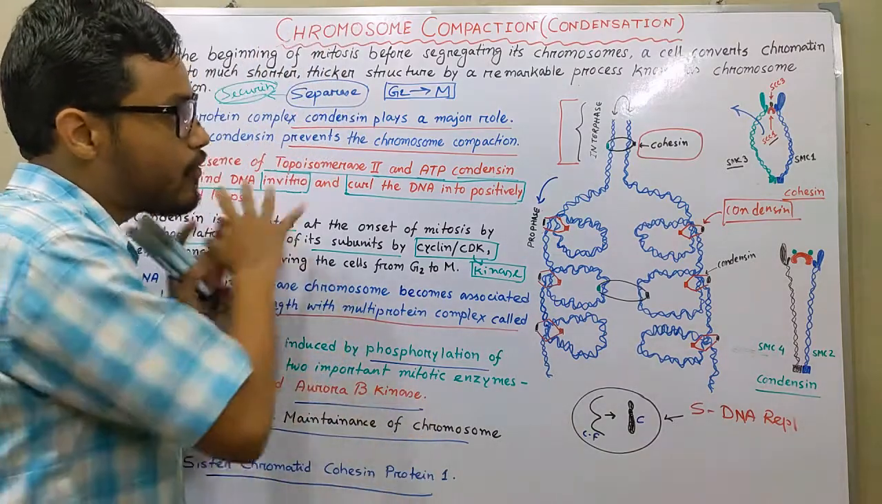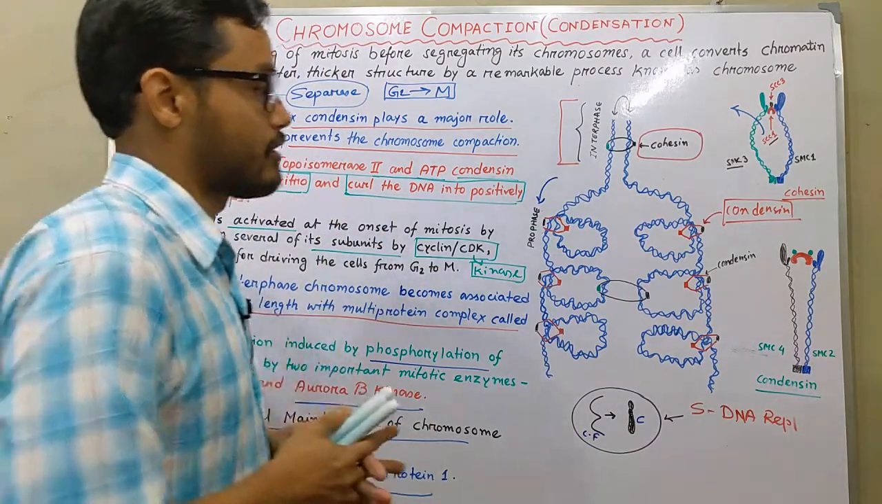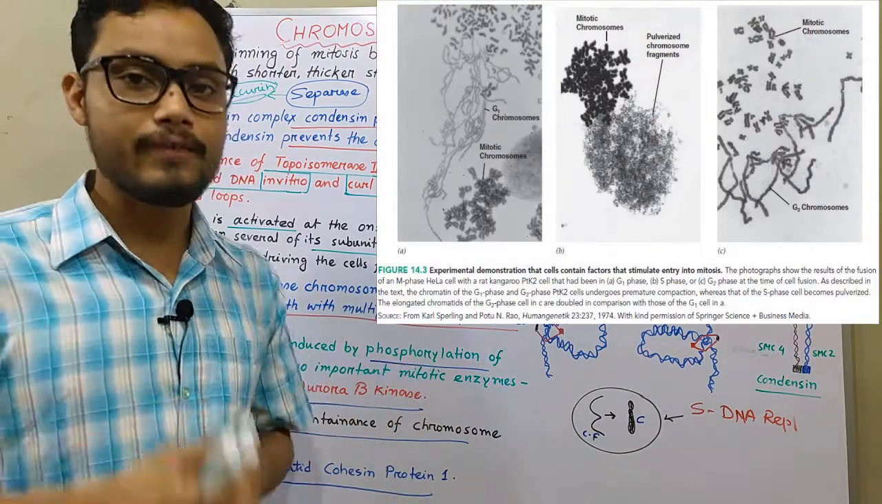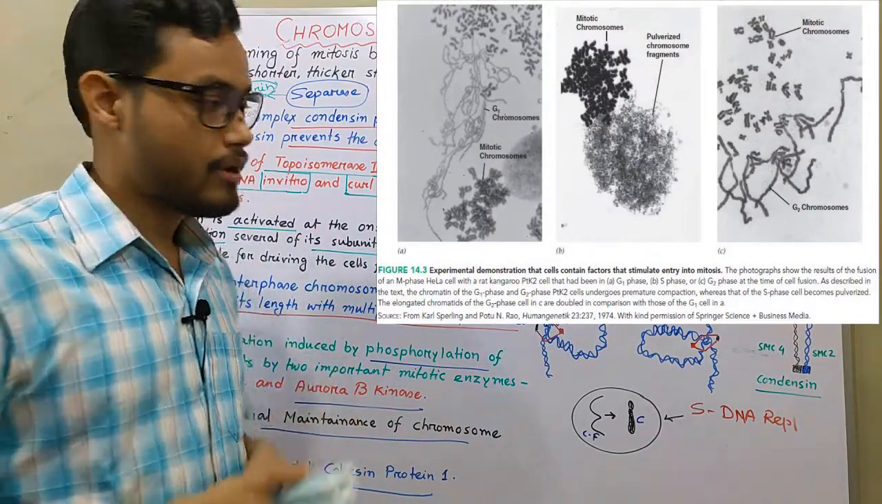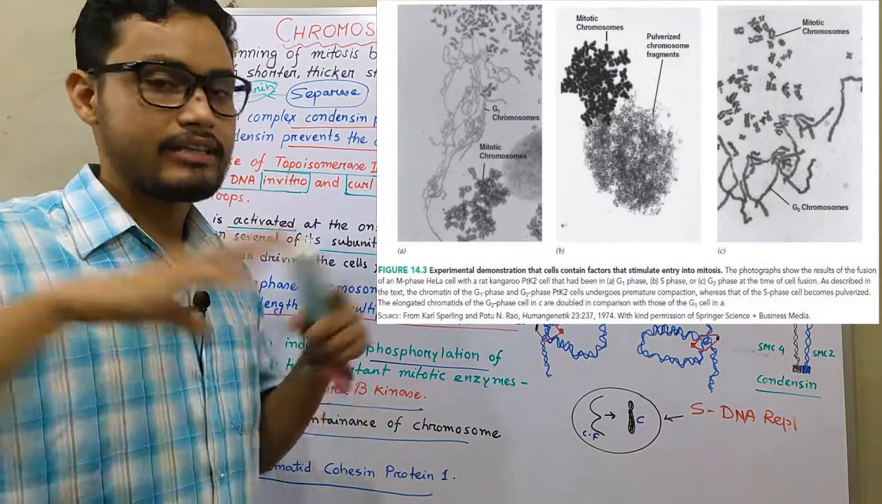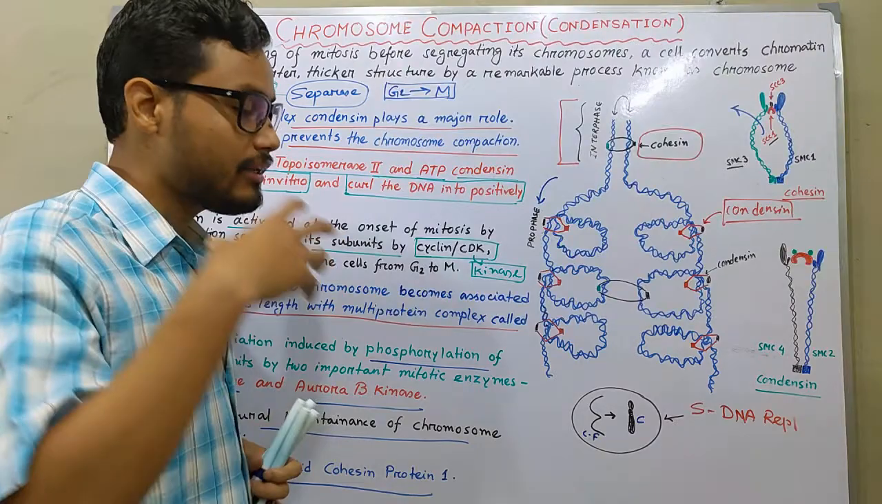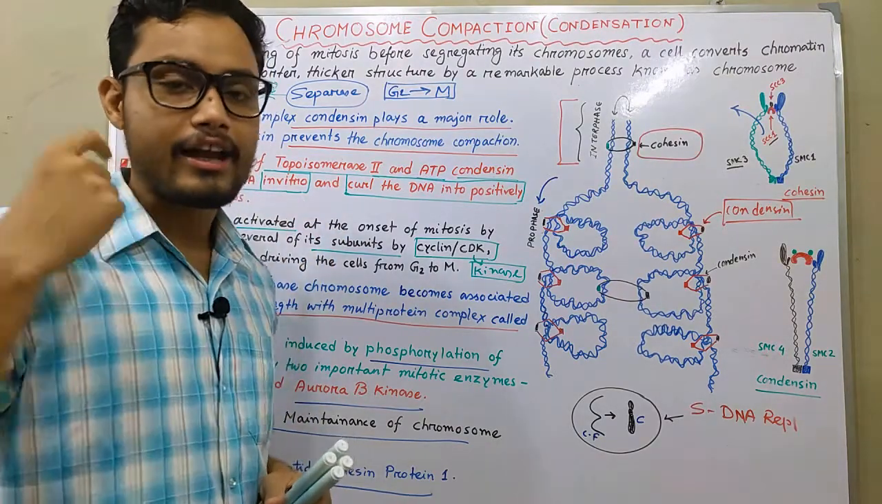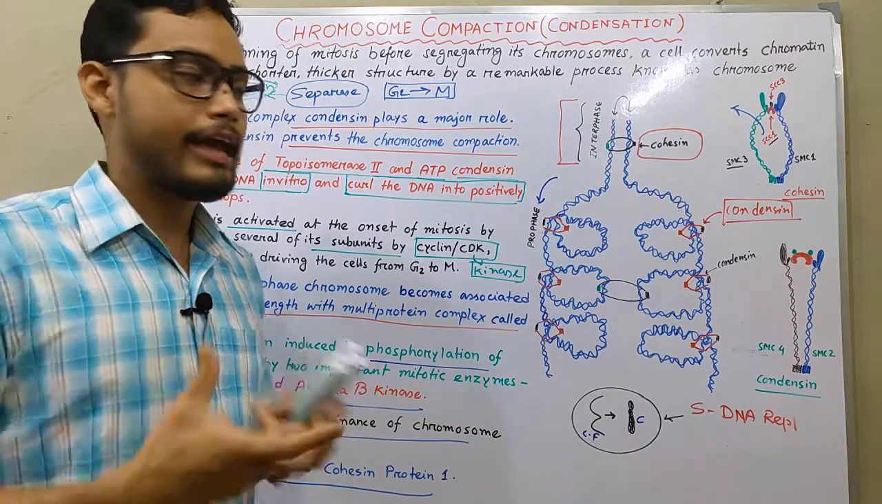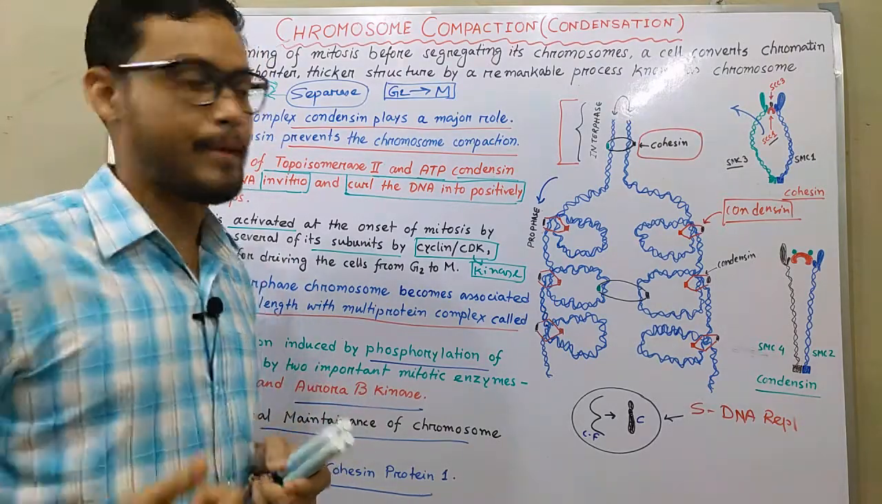Okay, so this is the whole function of chromosome compaction. Chromosome compaction is a very crucial function for each and every cell to undergo division, because the chromatin fiber takes a long area, takes a long place, and in the case of chromosomes they are very much shorter and thicker, so they take a little bit of space.